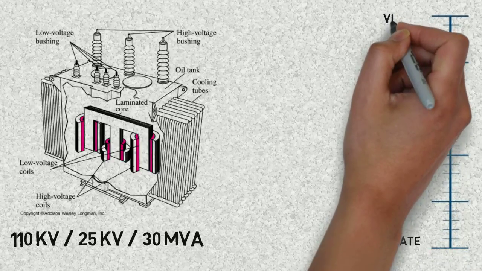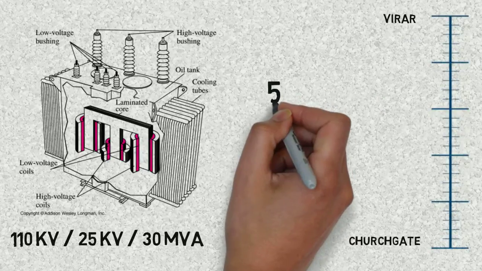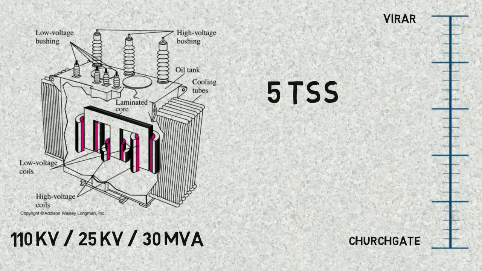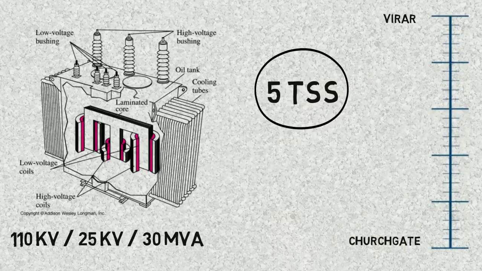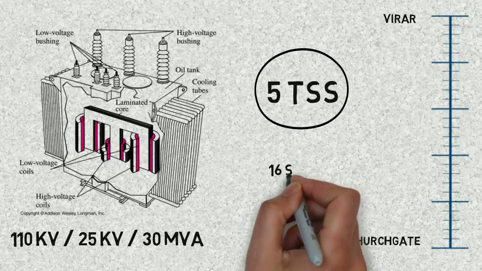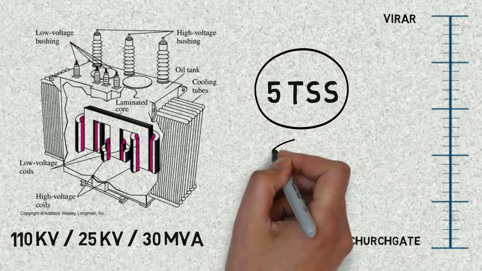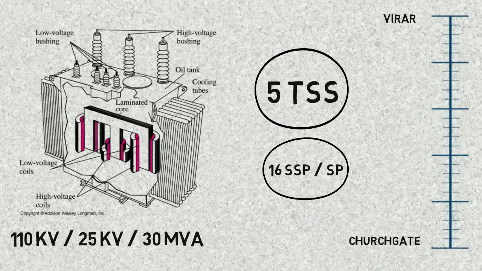As we cannot supply the whole line from Churchgate to Virar by only one substation, we have a total of 5 different traction substations to power the trains. Further, there are 16 switching stations known as subsectioning and paralleling post, SSP, and sectioning and paralleling post, SP, which divide the power line into small sectors as shown in the figure.